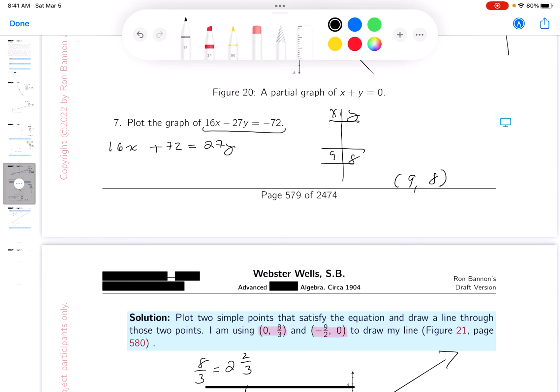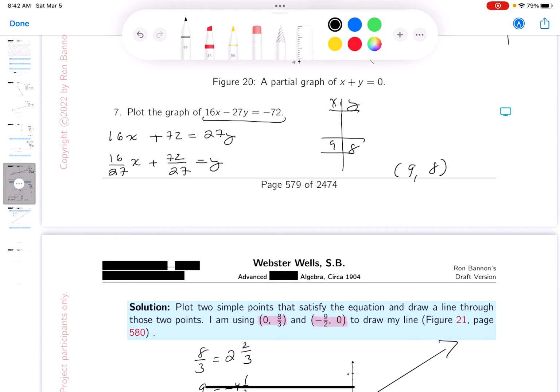What I'm going to do now is divide both sides by 27, and you can get 16 over 27 x plus 72 over 27 equals y. Now, before you do anything, I know this is difficult, but what I start to realize is that all I have to do is pick a very simple number for x. Let's take a look.